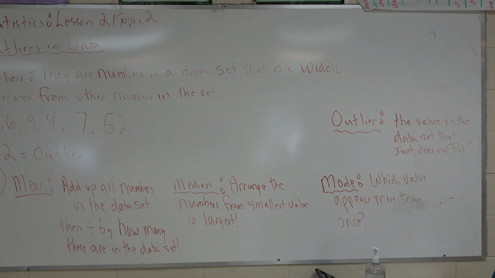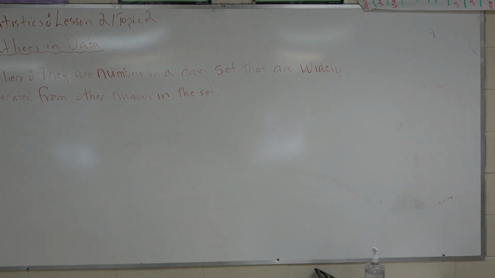I'm going to pause, and then we're going to talk a little bit more about the effects of outliers on the median, the effects of outliers on the mean, and on the mode. And then we're going to do example 2. So the effects of outliers on the mean, finding the correct average.